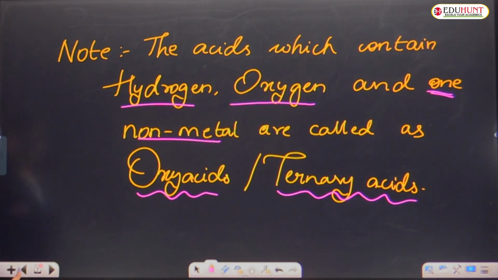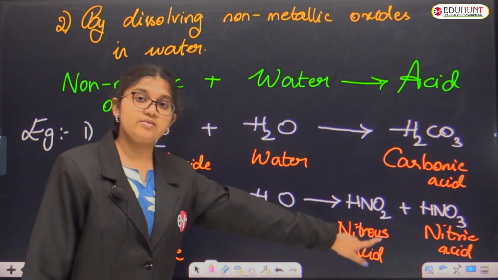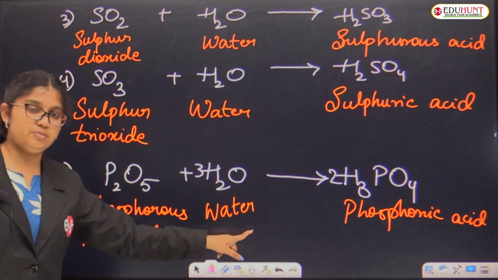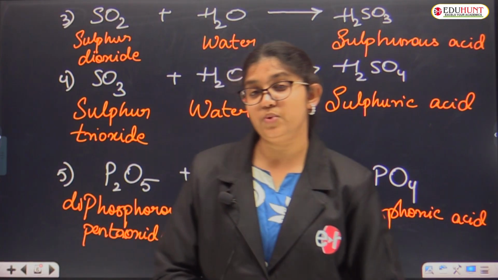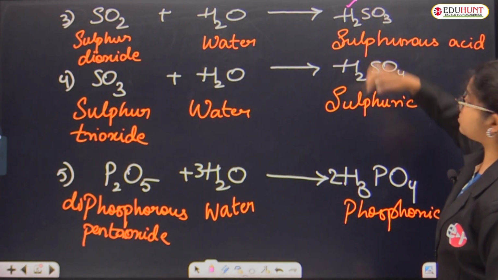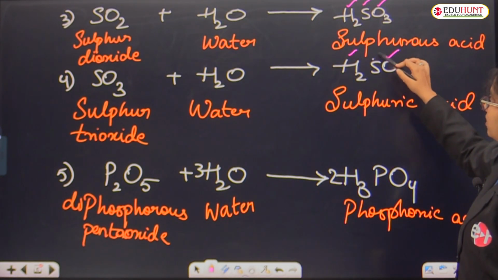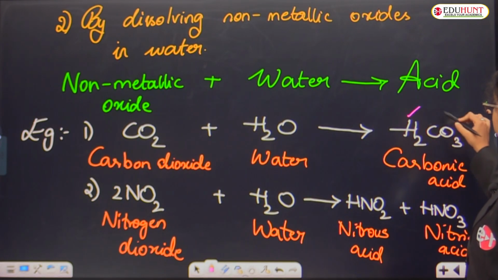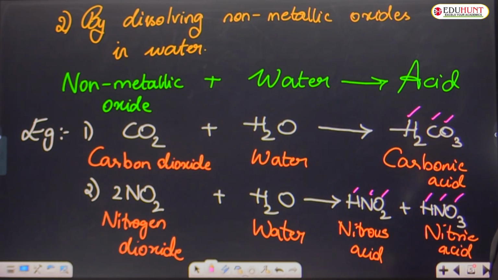So, in the second method, we have these acids: H2CO3, HNO2, HNO3 and also H2SO3, H2SO4 and H3PO4. All these are examples of which acids? Oxyacids, also called ternary acids. Why, children? Because they contain hydrogen, oxygen and 1 non-metal. It may contain 1 or 2 or many atoms of each, but it should contain all the 3.